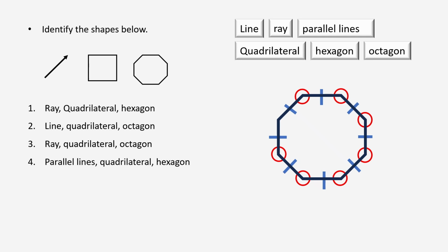Now, let's return to the problem, and we could correctly identify the shapes. The first shape is a ray, the second shape is a quadrilateral, and the third shape is an octagon. Therefore, the answer is number 3.